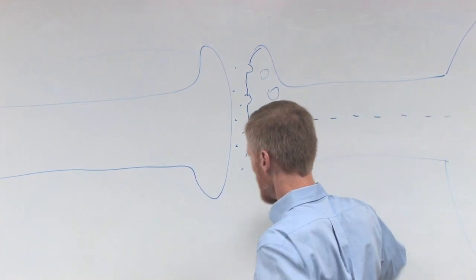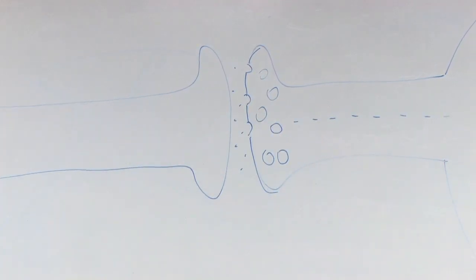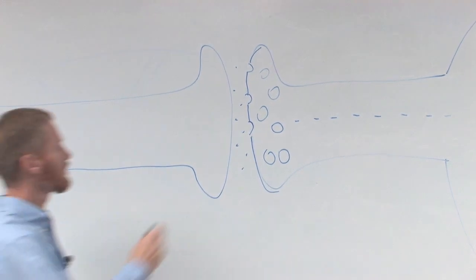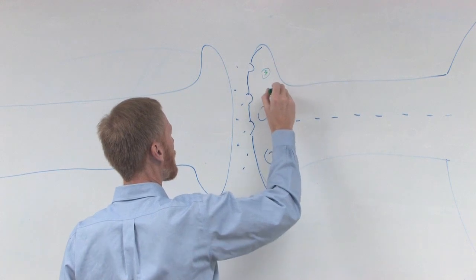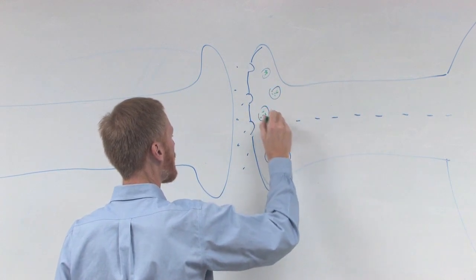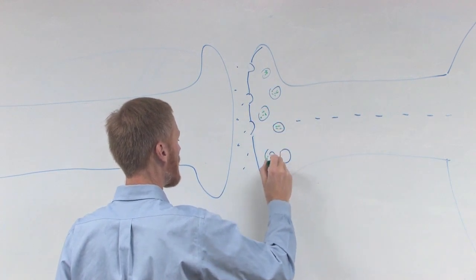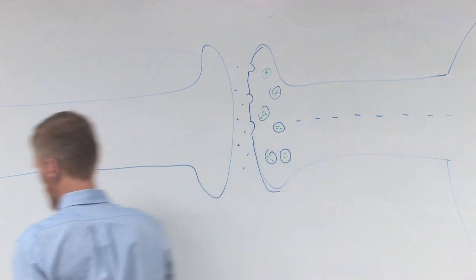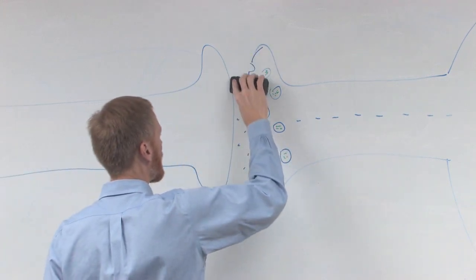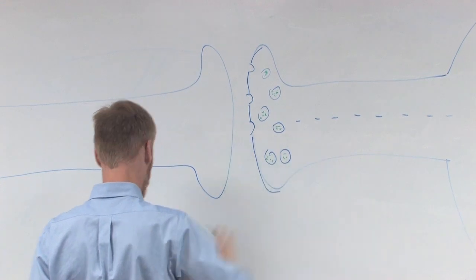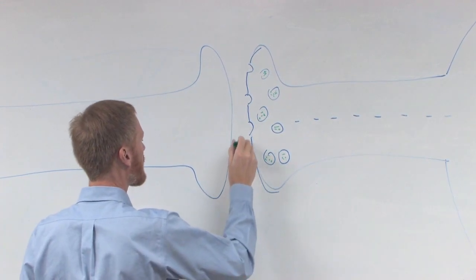Now, each one of these vesicles, I'm going to use multiple colors today. These vesicles are filled with a chemical called a neurotransmitter. So it's really a neurotransmitter that's being released into this space out here.